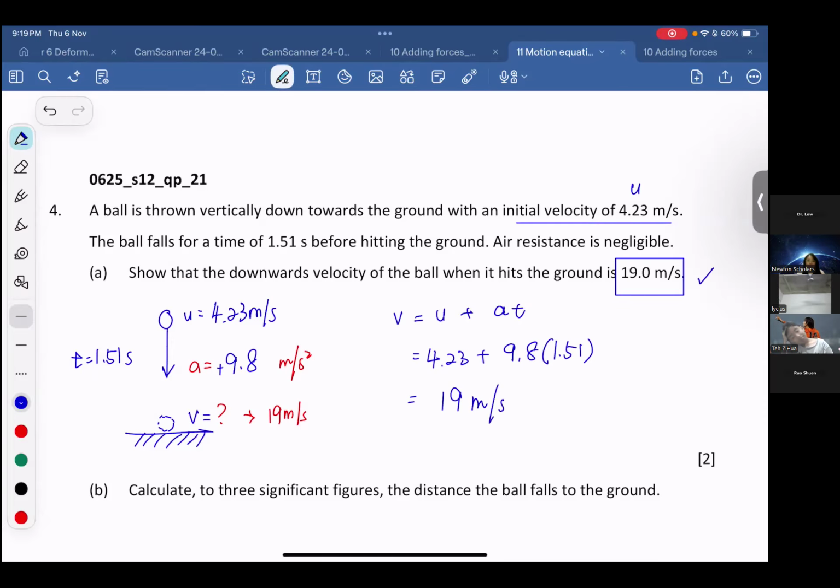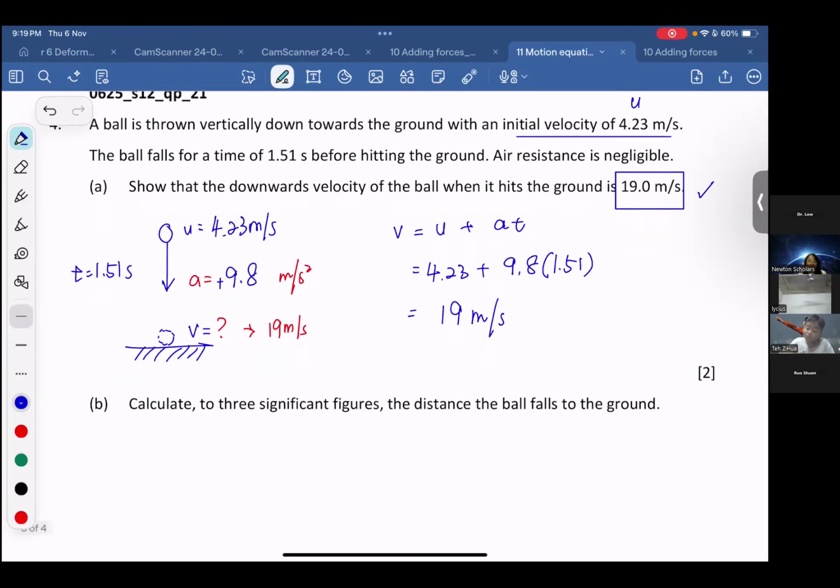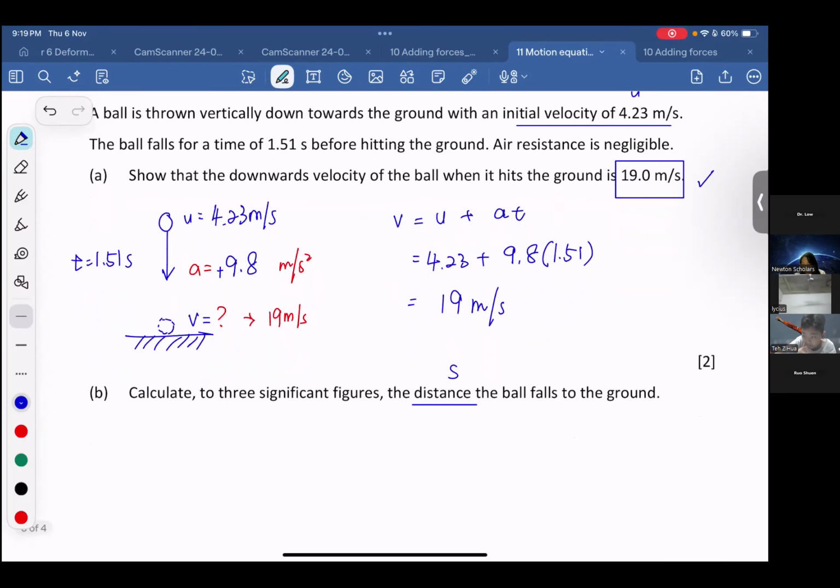Is it okay? Can you try to calculate the distance to 3 significant figures? How far is S? Can you try? What is your S for the ball falling to the ground?